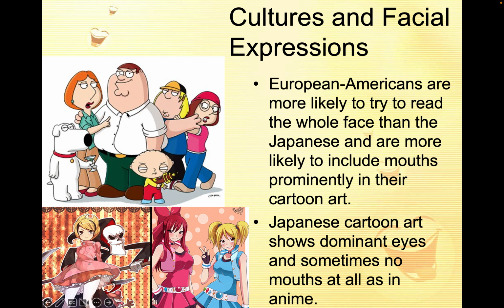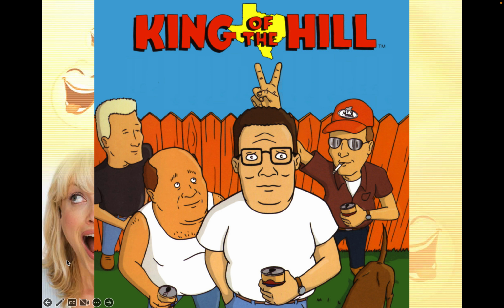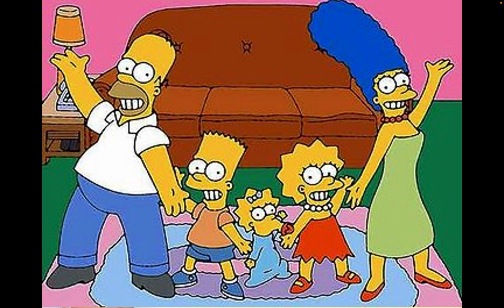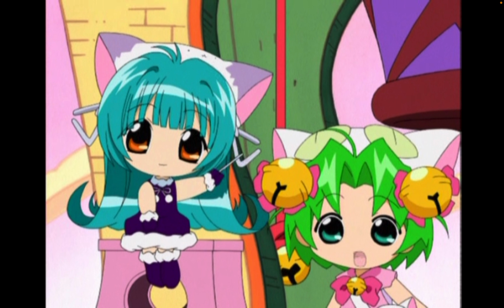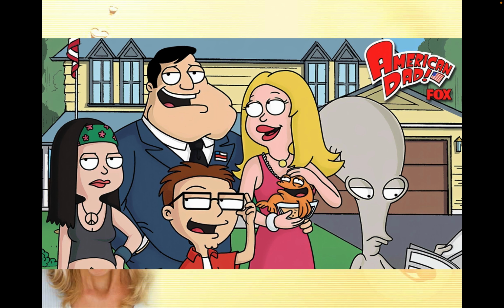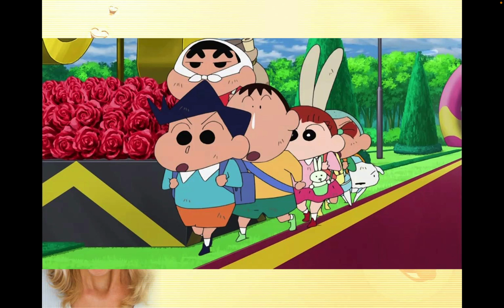This is an American cartoon. You can see the prominent mouths on all these individuals. This is anime, where the mouths are barely there at all. This is King of the Hill, an American cartoon. Prominent mouths. The Simpsons, of course. Prominent mouths. My Little Kitty doesn't have a mouth at all. Japanese art. And there's some more anime. Barely have mouths at all. American Dad, very prominent mouths. And I'm not sure what the cartoon is. This is really kind of weird.